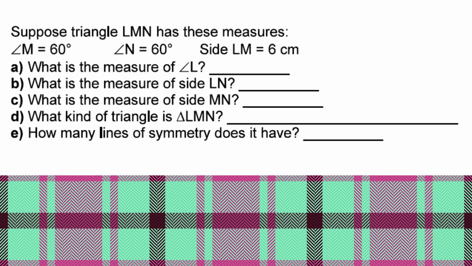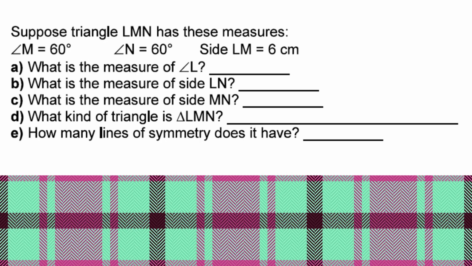Moving on, our next question. This says, suppose triangle LMN has these measures. Angle M is 60 degrees. Angle N is 60 degrees. Side LM is 6 centimeters. The first thing it asks you is, what is the measure of angle L?